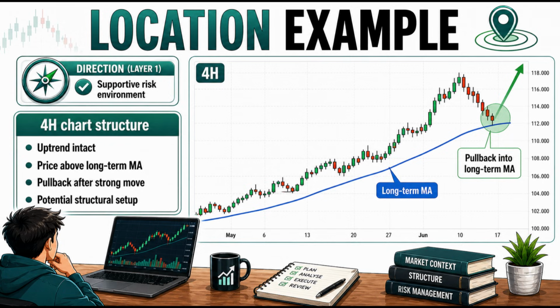Imagine the broader market environment is already supportive for risk assets. Now we move to the second layer of the framework. We analyze the market on a higher time frame, such as the 4-hour chart. Suppose the market has been trending upward. Price remains above a long-term moving average, suggesting the trend structure is still intact. After a strong move, the market begins to pull back toward the moving average. This pullback represents a potential structural setup.